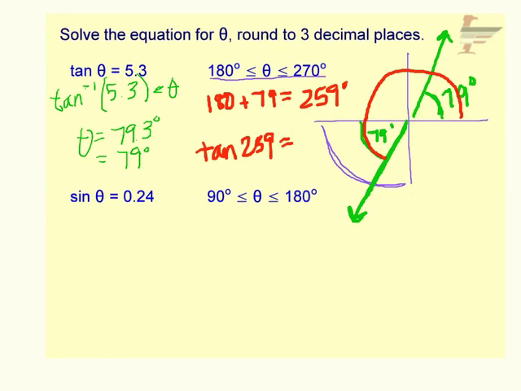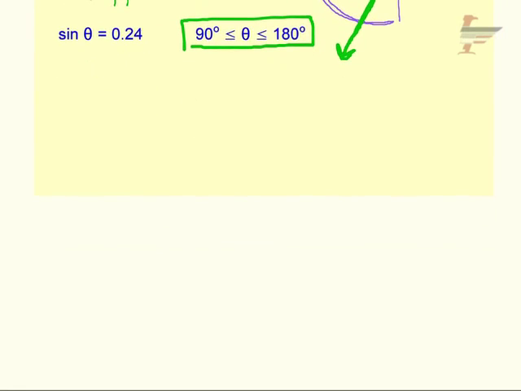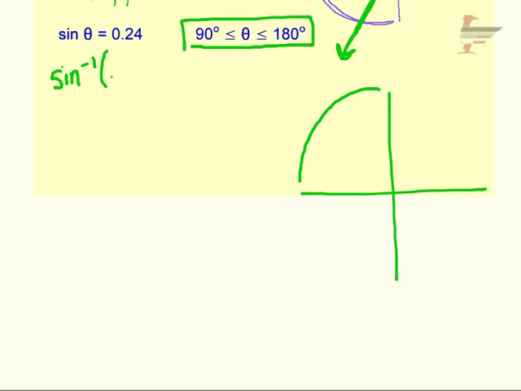All right, let's look at one more example just to make sure that this seems okay. This next one, we know that sine of theta is equal to 0.24. And we also know that the angle is between 90 degrees and 180. So, let's get that out of our way. If I think about where that is, here's 90 to 180. It's going to be in that quadrant. And next step is, let's go to the calculator and figure out what theta could be. So we're going to say inverse sine of 0.24 is equal to theta.